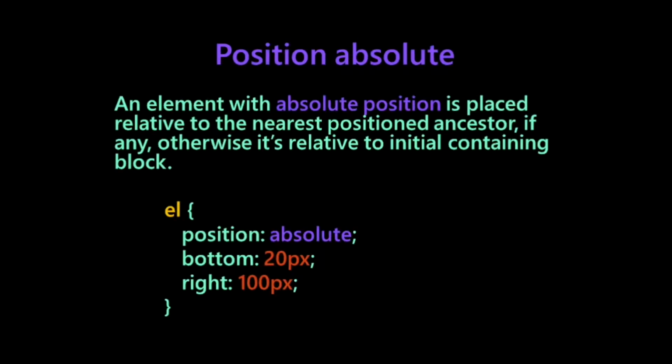Position absolute. An element with absolute position is placed relative to the nearest positioned ancestor, if there is any. Otherwise, it's relative to the initial containing block. This element has position with absolute value. It's moved 20 pixels from the bottom and 100 pixels from the right.